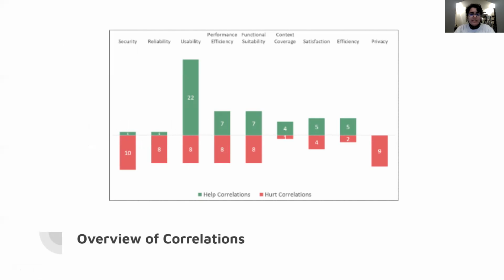From this graphic, you can see each NFR and the amount of positive and negative correlations it has for each of its subgoals. As you can see, most NFRs have both positive and negative correlations. Specifically, performance efficiency, functional suitability, and satisfaction have several similar levels of positive and negative correlations. This is where a correlations catalog is useful, as you can select specific strategies that can benefit both NFRs.